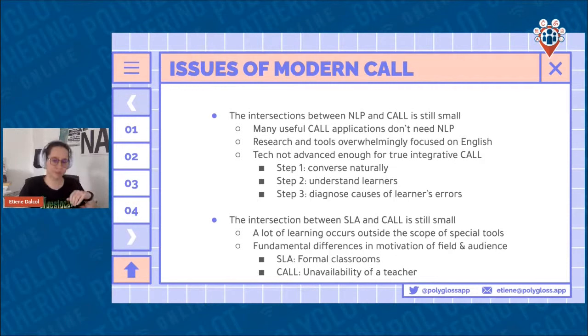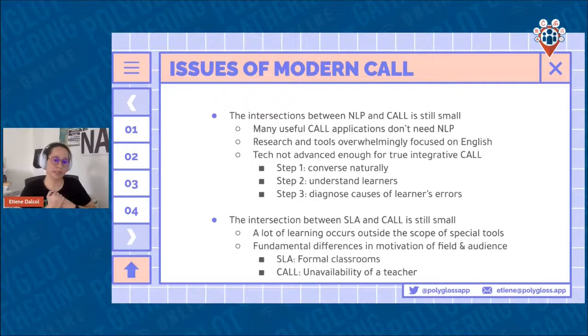One other problem is that the research in NLP is overwhelmingly focused on English, and that makes it less useful in a context where we are looking for applications that are multilingual or that deal with multiple languages, like the case of language learning.